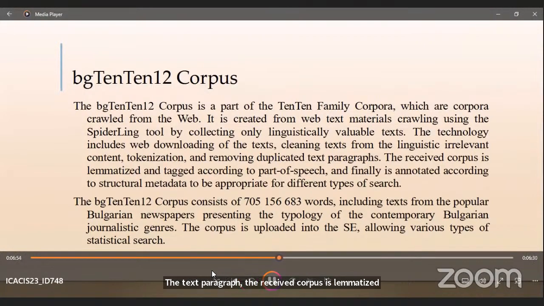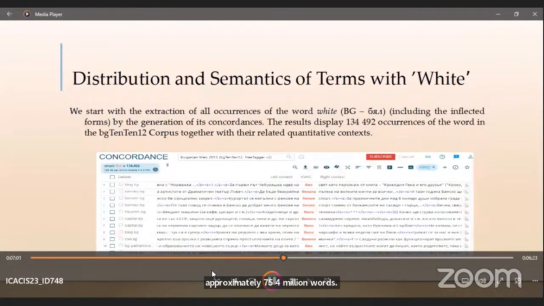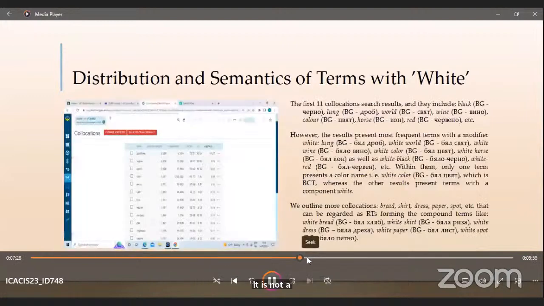The BG1010 corpus consists of approximately 75 million words, so it is big enough to give reliable results. The first result we received is all occurrences of the word white, and we found that white occurred in our corpus approximately 34,000 times, but this is a quantitative context. It is not a semantic context.